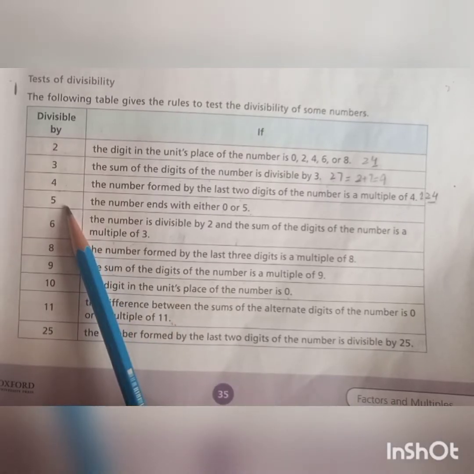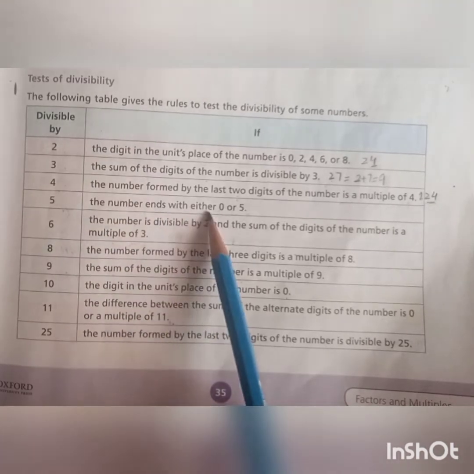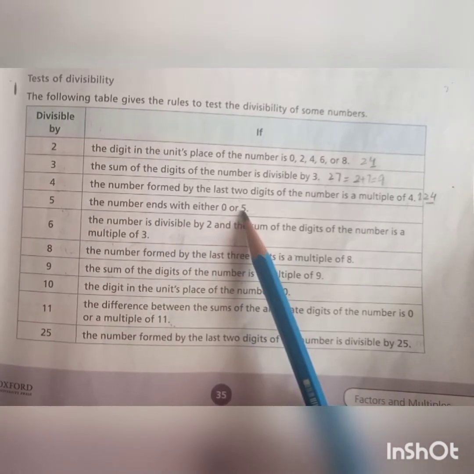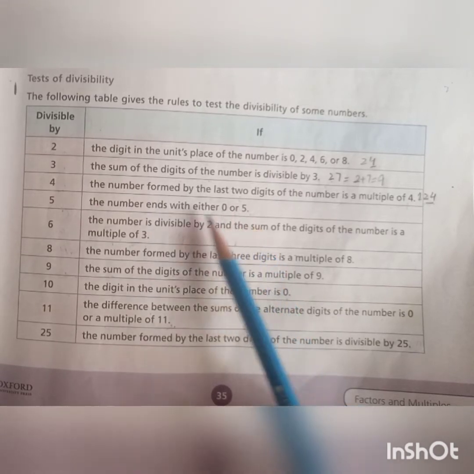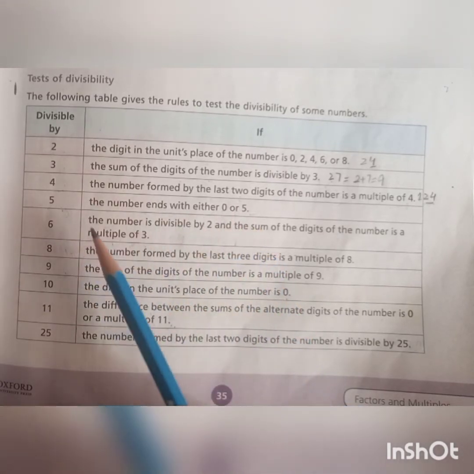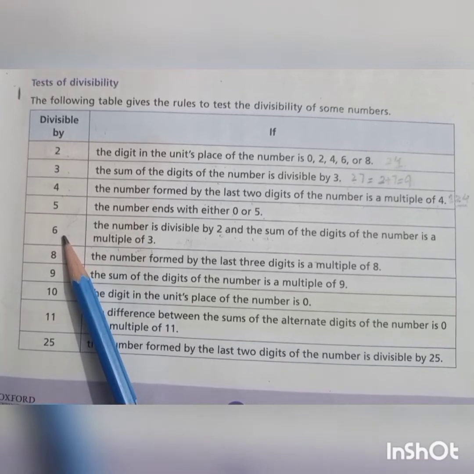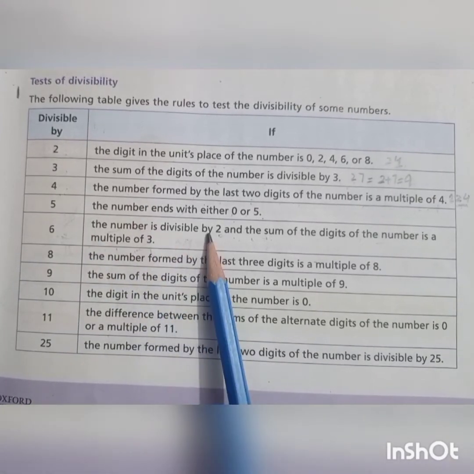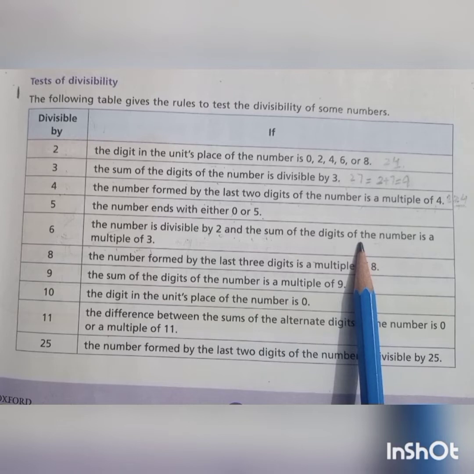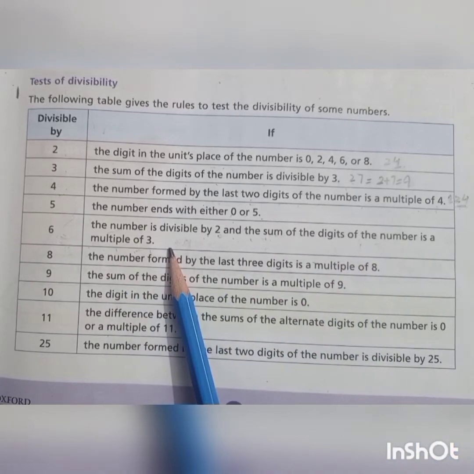Next one is 5, and a number is divisible by 5 only if the number ends with either 0 or 5. It means that if in the unit place the digit is 0 or 5, then that number is divisible by 5. Next one is 6: a number is divisible by 6 if the number is divisible by 2 and the sum of the digits of the number is a multiple of 3.